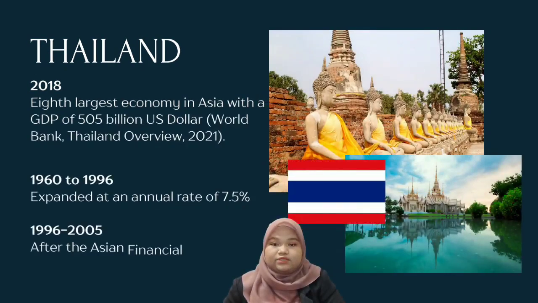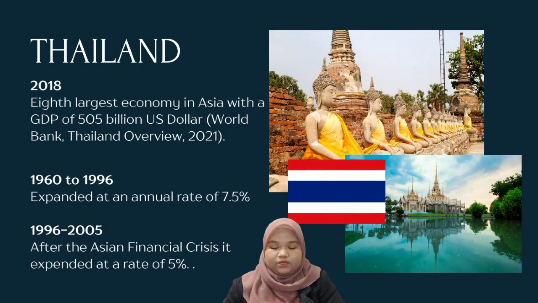Thailand is a fantastic success story in terms of development. In 2018, Thailand was the 8th largest economy in Asia with a GDP of 505 billion US dollars, according to the World Bank. During the boom years from 1960 to 1969, Thailand's economy expanded at an annual rate of 7.5%, and after the Asian financial crisis, it expanded at a rate of 5%.